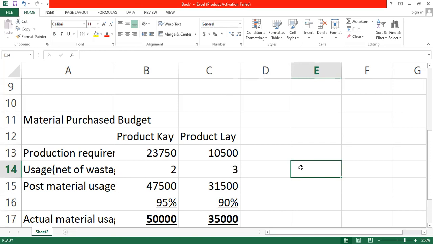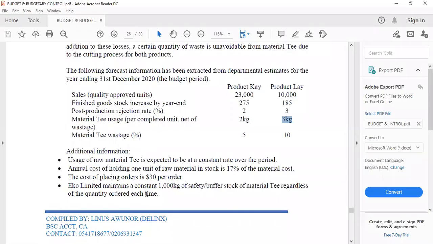You are getting 50,000, isn't it? Yes. Divide the 3 kilogram by 0.9 and see. 3.3333. Use the whole answer to multiply the 10,500. You get 35,000. So another way of doing it is that you gross the usage per material first, then multiply by the production, or you do all of them at once before you gross it. That is basically what they're asking us to do.